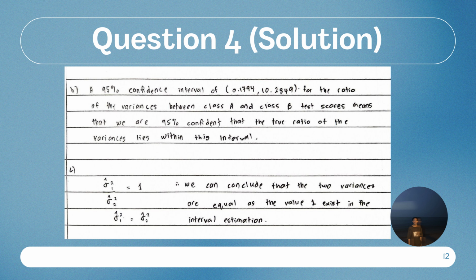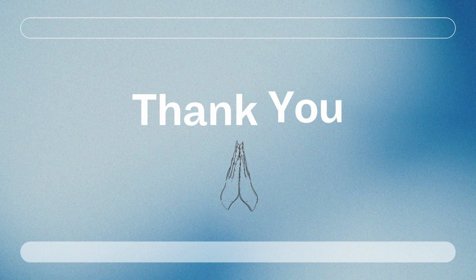Therefore, we can conclude that the two variances are equal as the value of one exists in the interval of estimation.